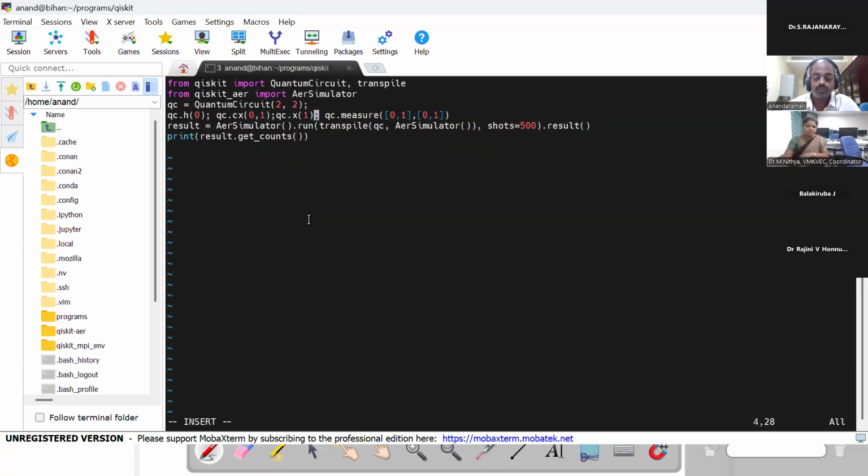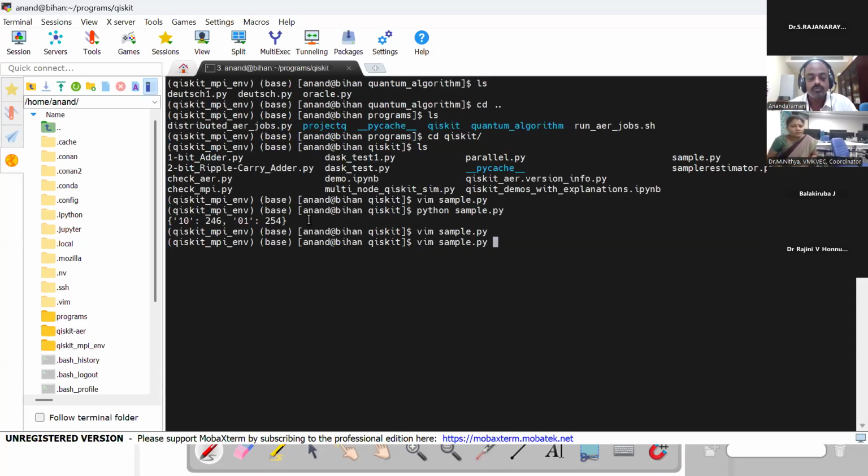If more shots, actually it gives more probability. If I run for 100 shots and the probability is 70%, if I increase the number of shots, the probability will increase. Let's see now. 1000 shots I'm running. That visualization we have to do. Yeah, visualization we should develop actually.